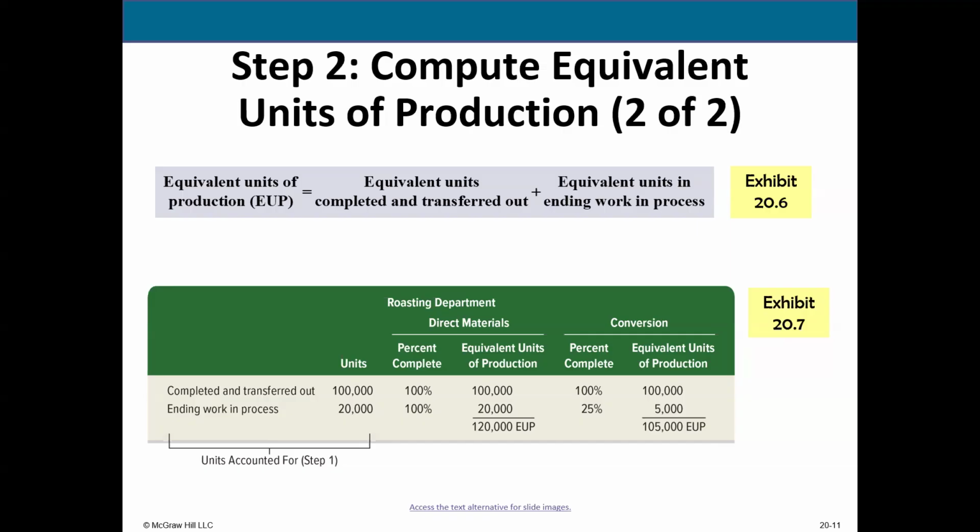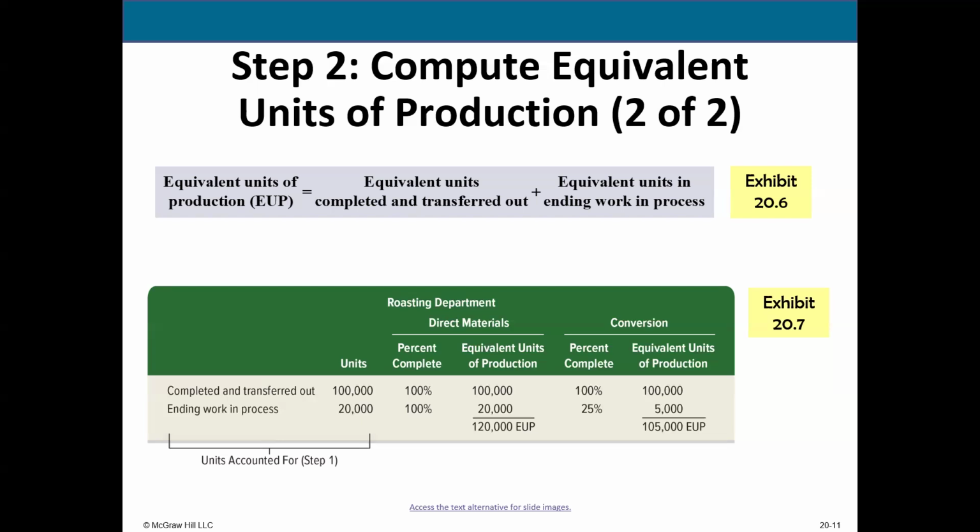So, in looking at our example down below, the units completed and transferred out are at 100%. And we can see that it's 100% because it means that we've completed 100% and transferred out 100% of those direct materials. So, for direct materials completed and transferred out, it's 100,000 units. And the ending work in process, 100,000 units completed. They're completed and transferred out. So for direct materials, it's 120,000 units.